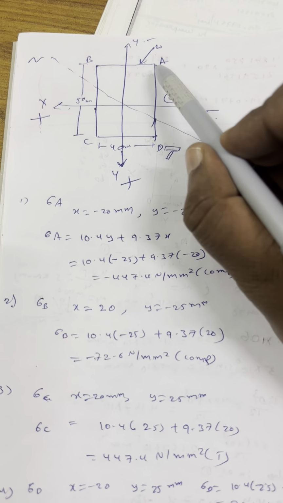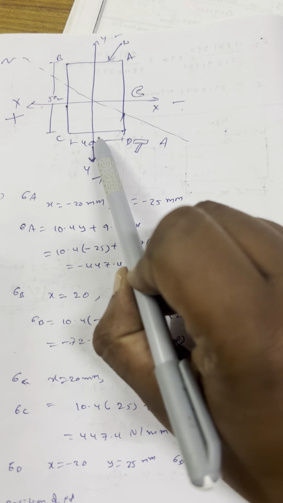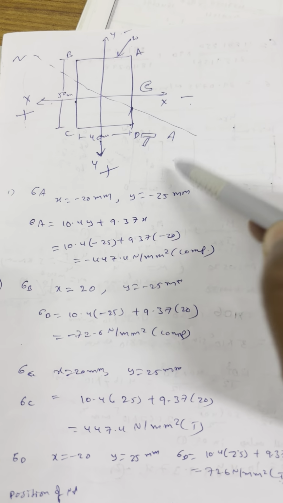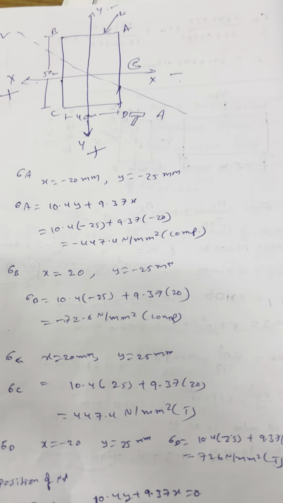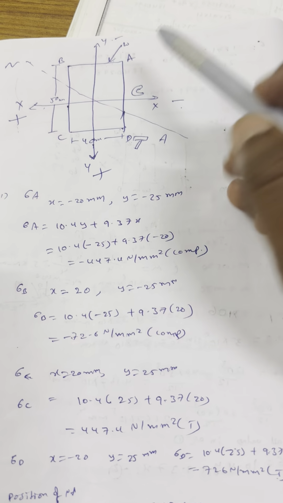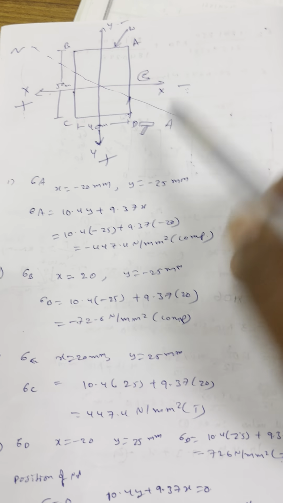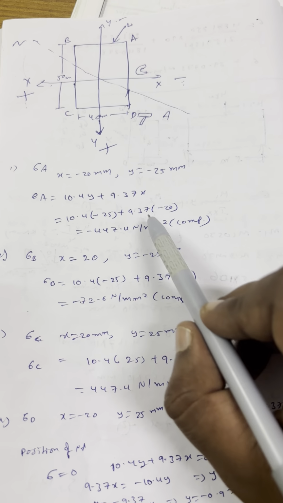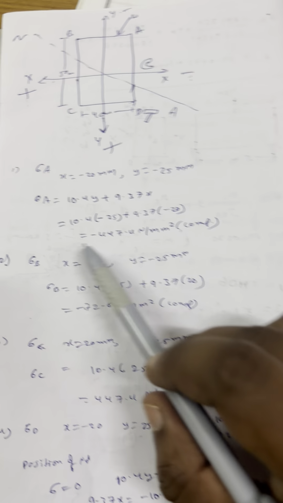Now let us see A. To calculate sigma A, we substitute x as 40 by 2, that is 20, and y as 50 by 2, that is 25. The values will be the same for all, but the sign conventions will change. Where is A? It is in the first quadrant, where we have taken minus minus, so minus 20, minus 25. Substitute x equal to minus 20, y equal to minus 25 in that equation. So the stress at A is minus 447.4, minus, therefore compression.